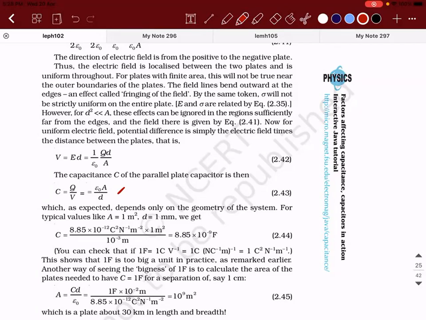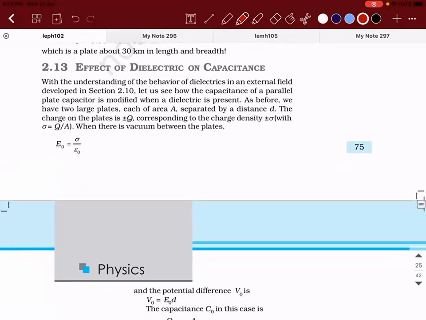Okay. Now the next question is, in the previous derivation, what did we do? We kept air, a non-conducting medium, between the plates of the capacitor, right? Now the question is, what if that medium is replaced with something else, which has a different permittivity? Okay, let's see how it works. So the next heading that you need to write is effect of dielectric on capacitance. Write the heading: effect of dielectric on capacitance.